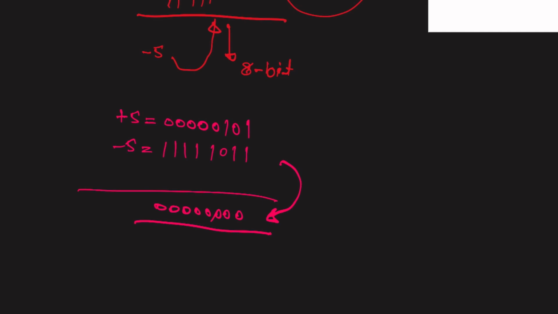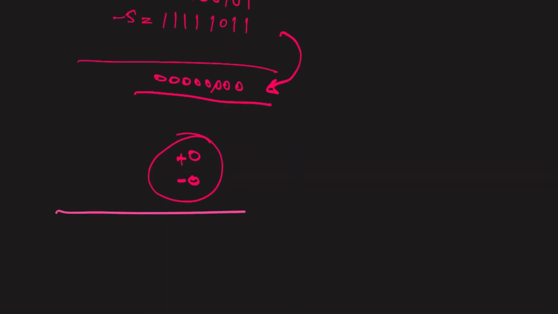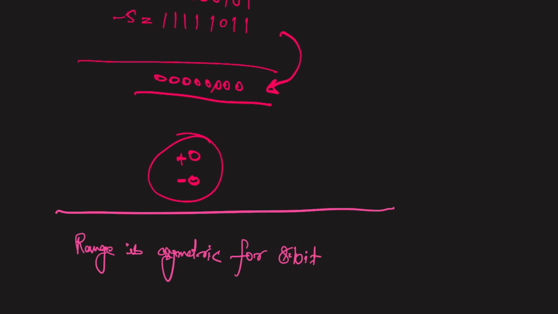Only one 0 exists, not +0 and not -0. So the range is asymmetric. What does that mean? Just let me tell you what an asymmetric range is. For 8 bits, let me write it in a clearer way.